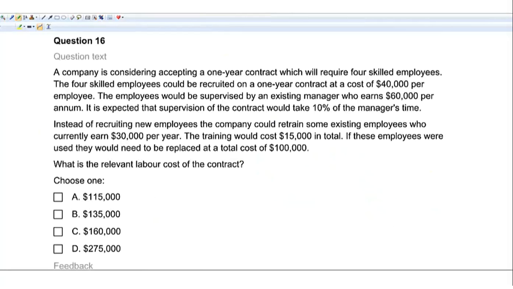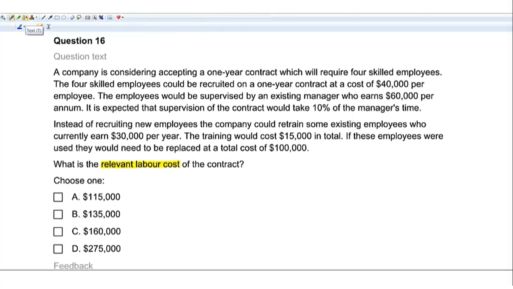Okay, let's look at question 16. Question 16 looks at the relevant costing area of the syllabus. If we look at reading the requirement firstly, which is always the best place to start in a question, what is the relevant labour cost of the contract?